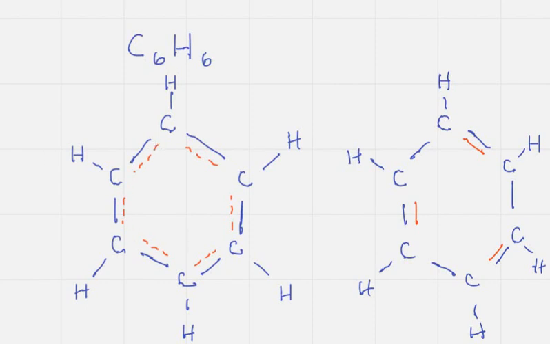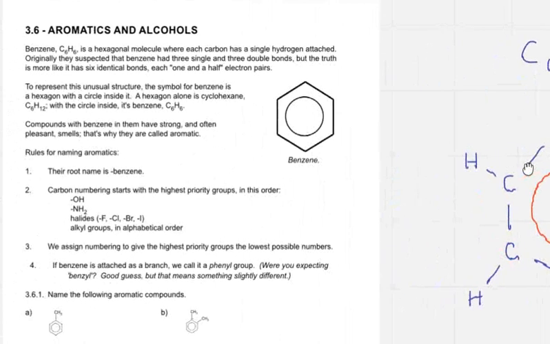That's one way to show it, and the more common way to show it, instead of the dotted lines, is they'll just draw a circle in the middle to represent those mysterious pi bonds that you'll learn about later. A shape like this, a hexagon with a circle inside it, is our standard notation for a benzene ring. And in the workbook, there it is. So when you see something that looks like a nut, that's a benzene molecule.